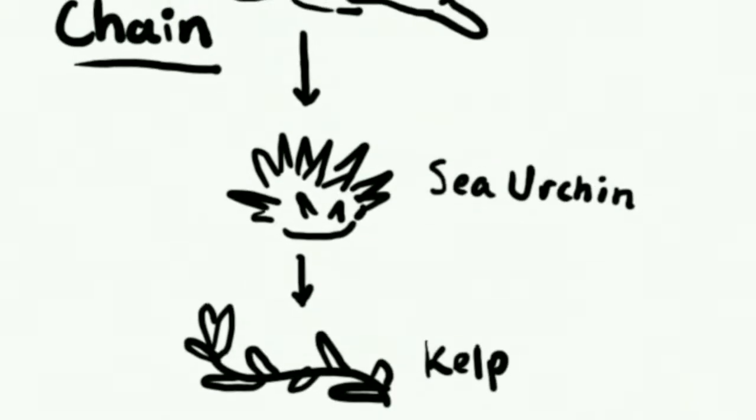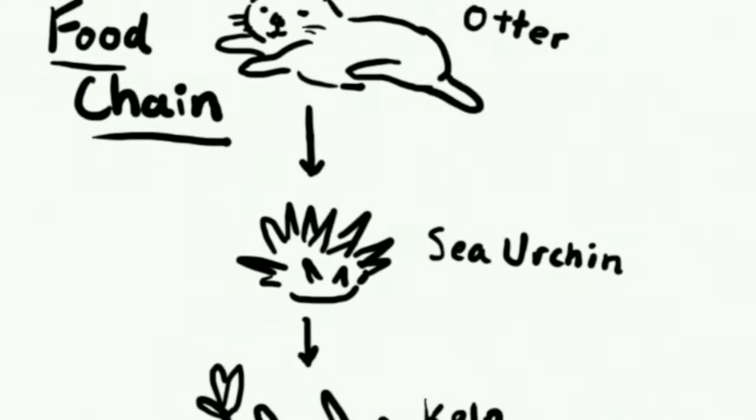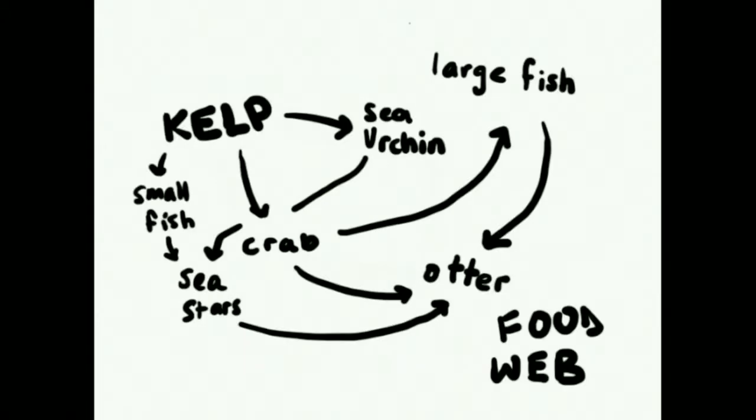Hold up, the what? The food web. You know how a food chain illustrates energy flow from one trophic level to another? A food web shows all the interactions between organisms in an ecosystem.